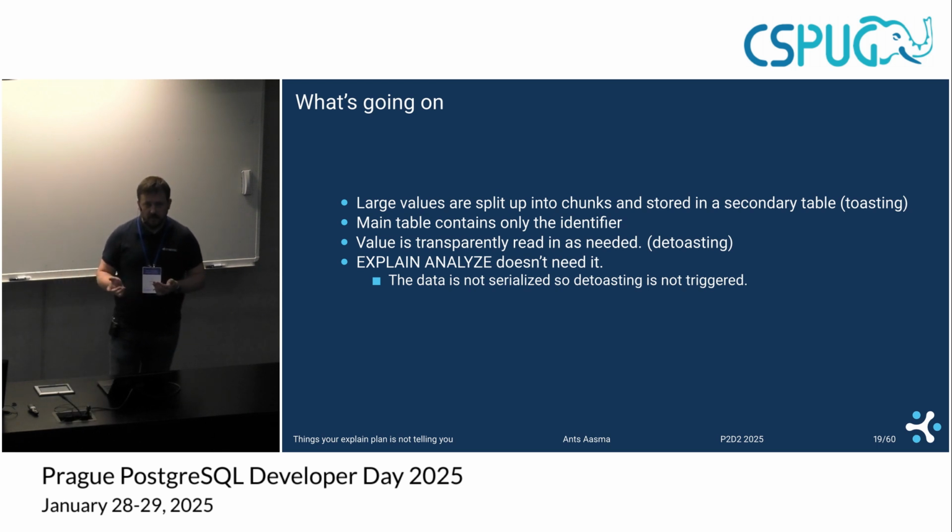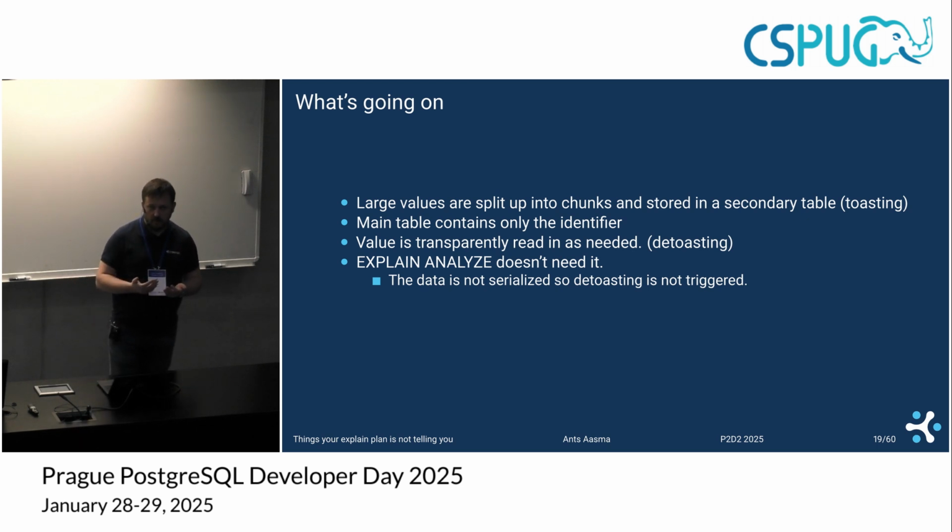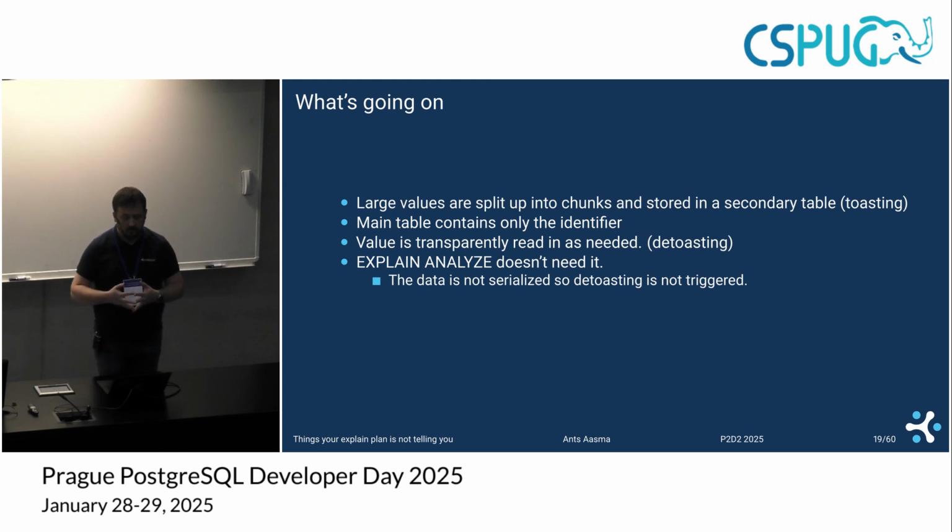And inside the main table in the row, instead of the value, we just store basically a foreign key into that toast table that says this value is stored over there. We can also compress the data when it goes to the toast table, so we don't have to read as much back.